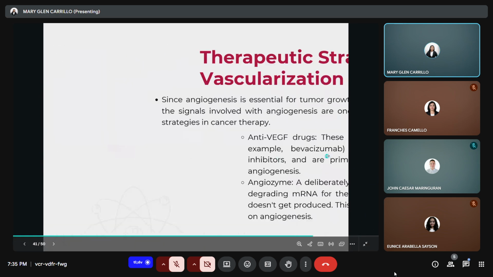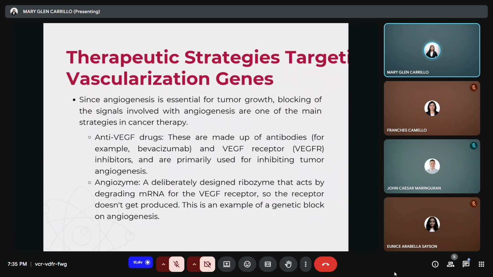All right. So next up, these are the therapeutic strategies that target vascularization genes. Since angiogenesis is essential for tumor growth, blocking the signals involved in angiogenesis is one of the strategies in cancer therapy.